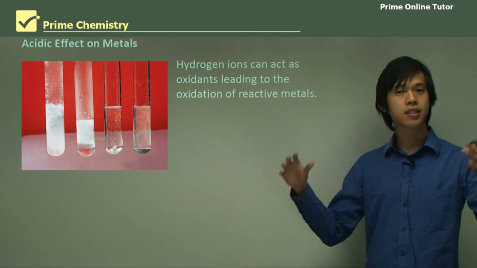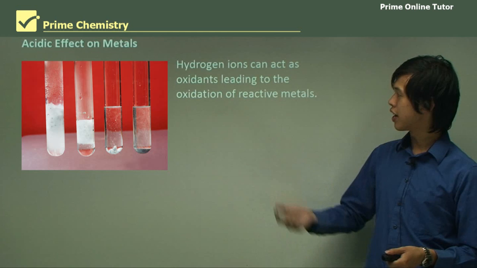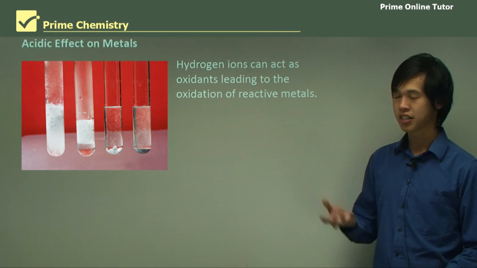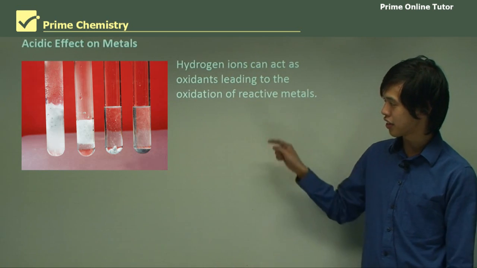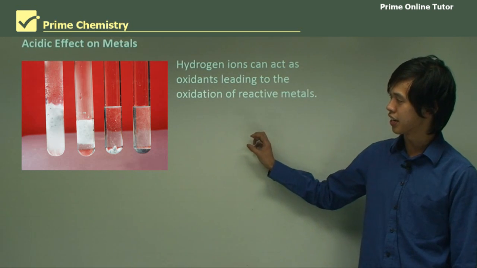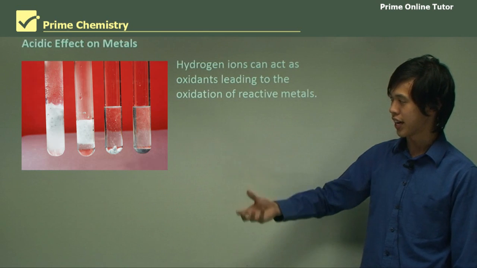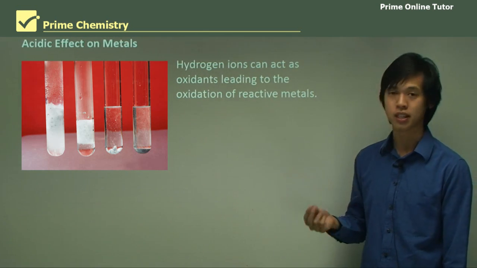So now that we know where the acids come from, what is their actual effect on metals? Hydrogen ions act as oxidants, and they oxidize reactive metals, and even some not as reactive metals. You can see on the very far hand side that the reaction with the acid is very, very vigorous, and as you go down with less and less reactive metals, the reaction becomes less vigorous.